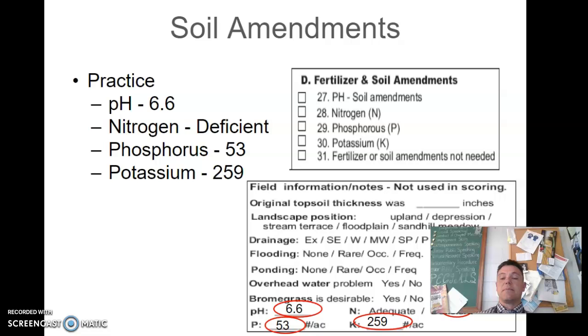We would then look at these numbers, look at our reference numbers, and identify that we would check number 28 and check 29. We would leave 27, 30, and 31 blank.